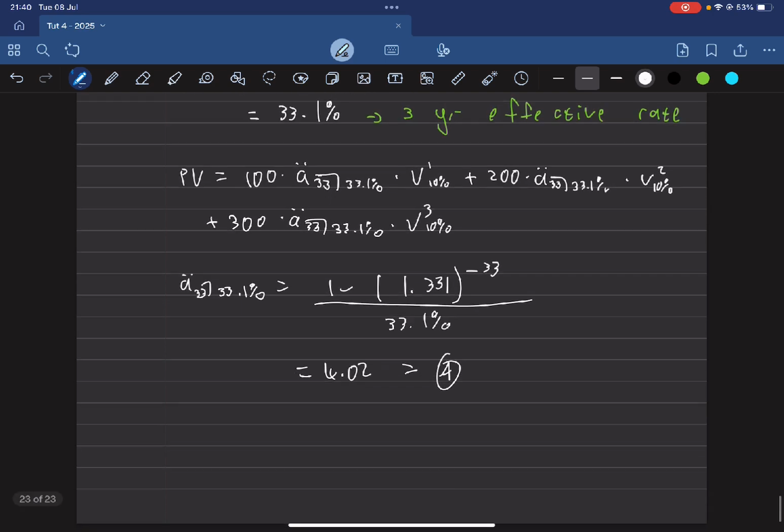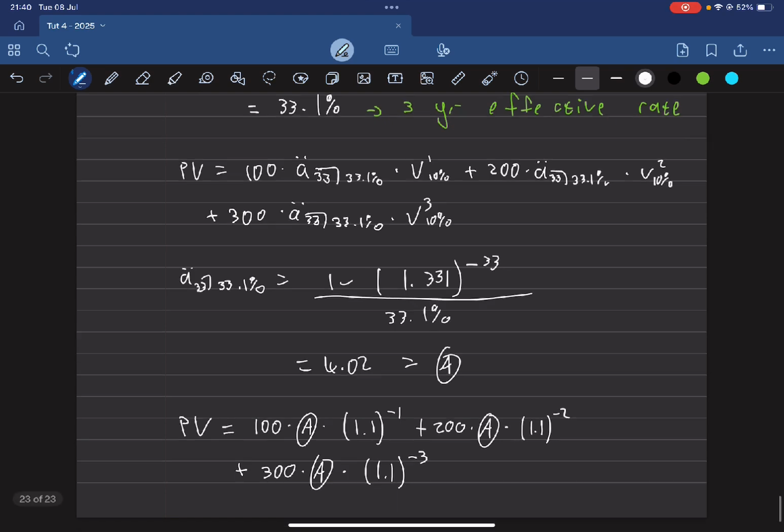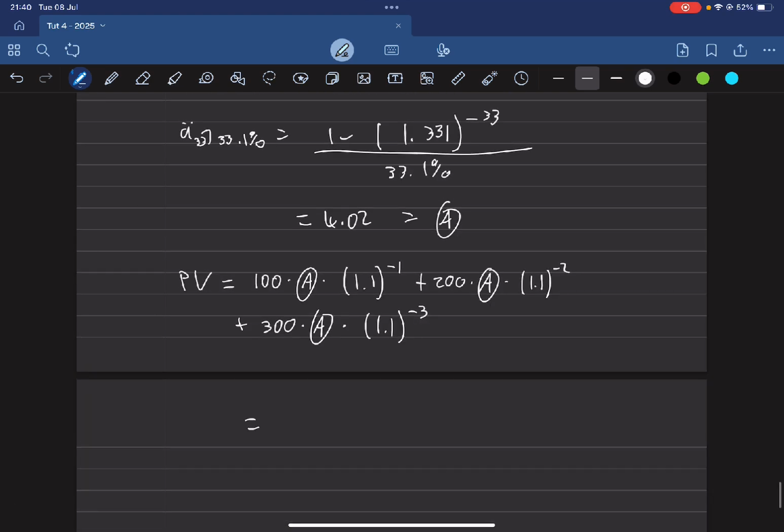Now to find the present value, all we need to do is sub it in. It'll be 100 times A times 1.1 to the negative 1, plus 200A times 1.1 to the negative 2, plus 300 times A times 1.1 to the negative 3. When we sub that into our calculator, we get 1,936.4.